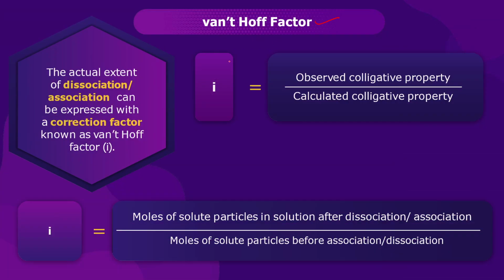The van't Hoff factor is nothing but the actual extent of dissociation or association, which can be expressed with a correction factor known as van't Hoff factor i. So i is equal to observed colligative property upon calculated colligative property. Just now I told you what observed colligative property and calculated colligative property are. Otherwise you can define it like this also: i is equal to moles of solute particles in solution after dissociation or association upon moles of solute particles before dissociation or association. So that is called the van't Hoff factor i.